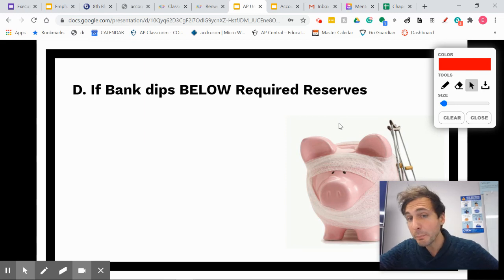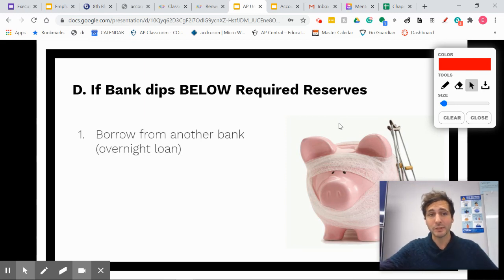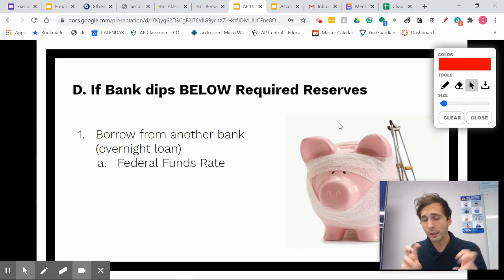Okay, final thing. If banks dip below required reserves, which happens sometimes, what do they do to get out of it? They can A, borrow from another bank. Other banks have excess reserves, right, at different balances. And so banks mess it up, or somebody claims their loan, or something happens where they don't have their required reserves. They're out of compliance with federal law. They can just borrow from another bank's excess reserves, and we call those overnight loans, and they pay a rate called the federal funds rate. So they're borrowing funds from other banks, they pay the federal funds rate.